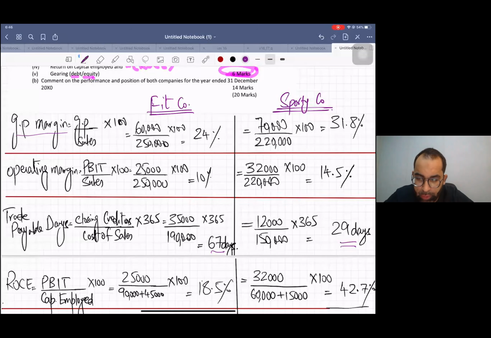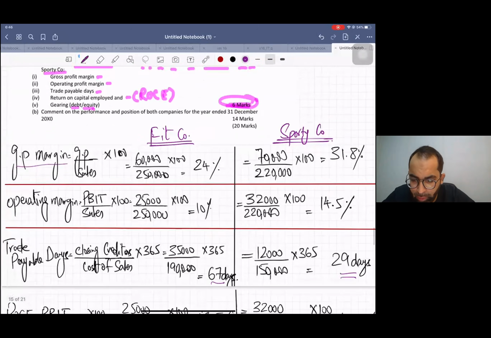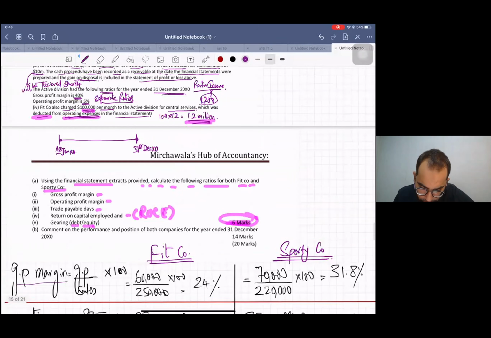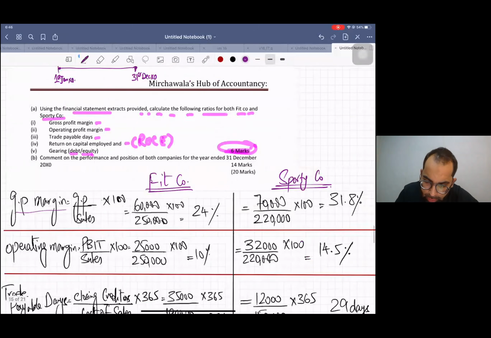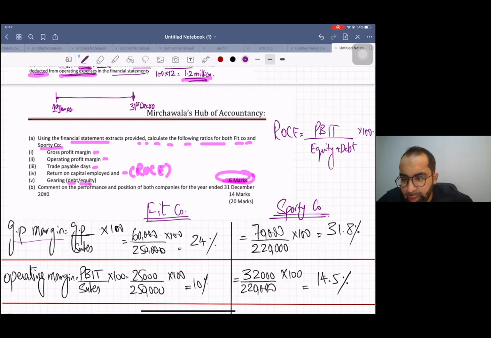Now, three ratios done, very easy. Now the fourth is return on capital employed. Wait, let me write the formula first. The formula of return on capital employed is PBIT divided by capital employed, into 100. And what is capital employed? Capital employed is shareholder equity plus long-term loan notes.